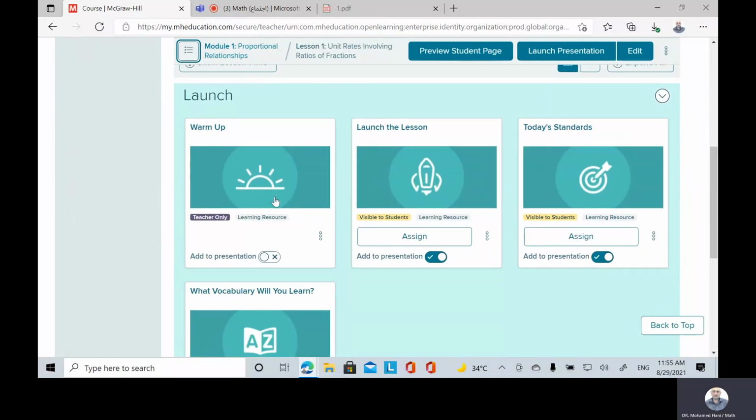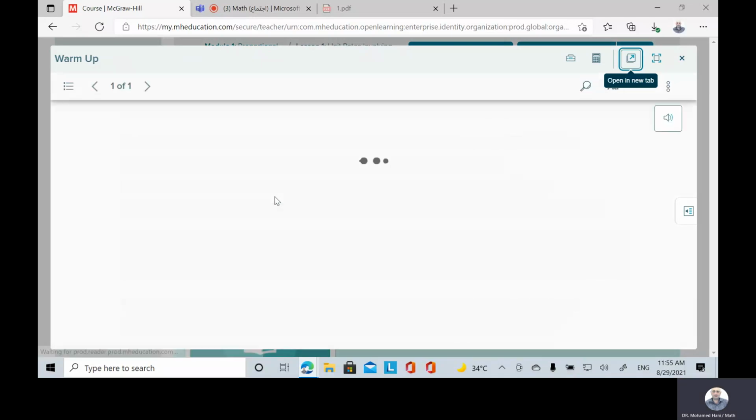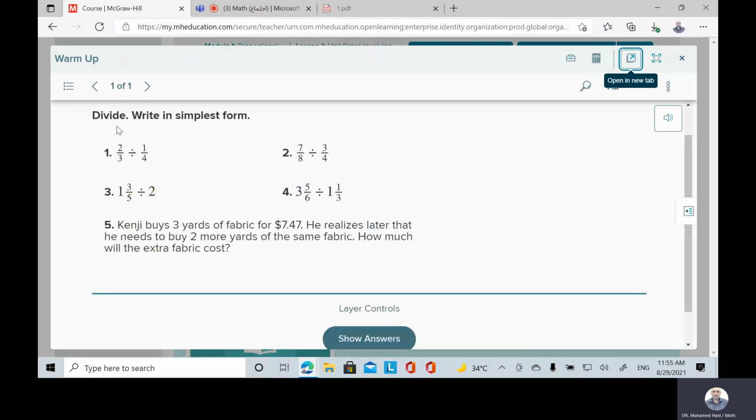Now, I want all of you to prepare your notebook. We have some exercises we want to do. Please write in your notebook this question: divide, write in simplest form. Here we have 4 exercises. I want all of you to write them and try to solve them.